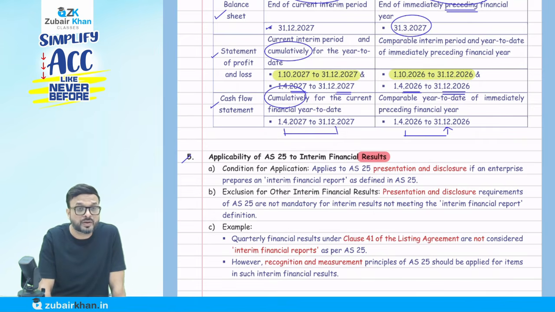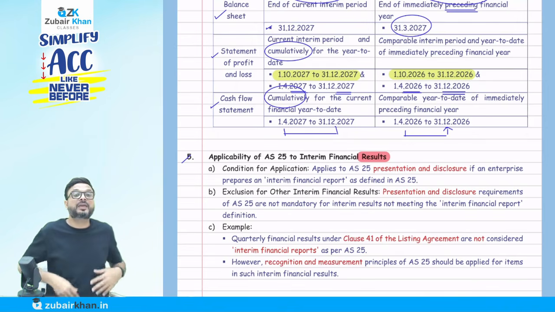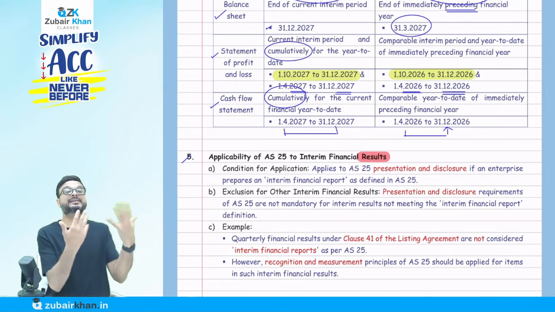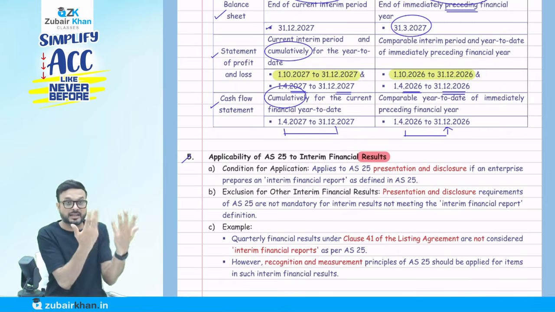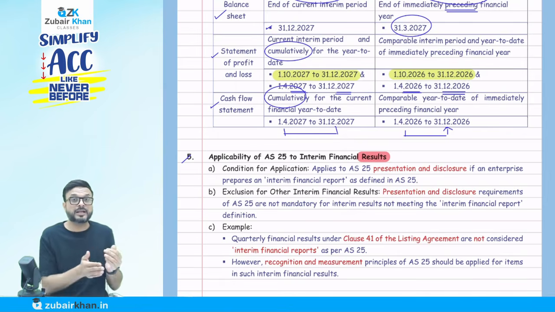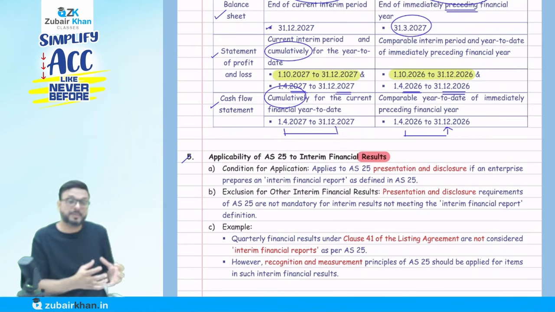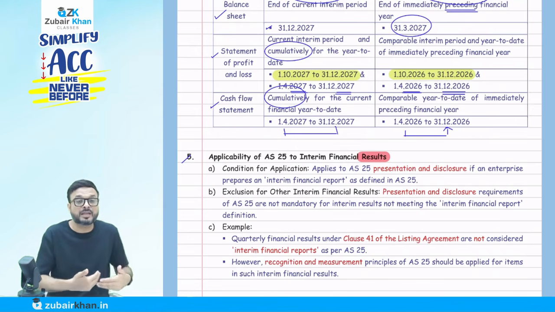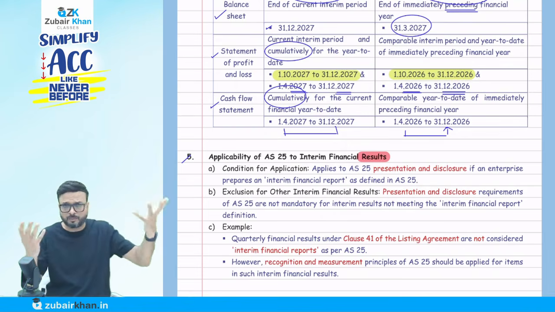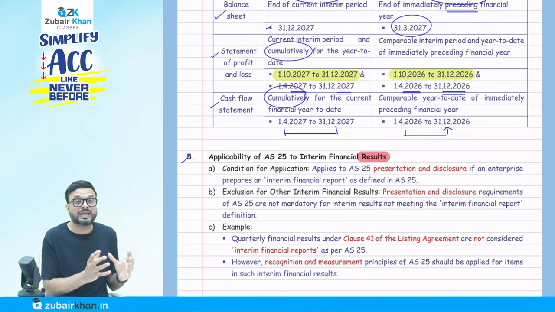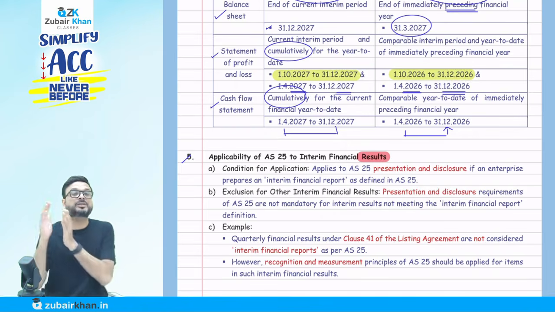They say AS 25 is to be followed for the recognition and measurement purpose for those results. But the way the Companies Act says you have to present them, we have to present them in the same manner. So we are talking about the interim financial result. These results are made mandatory on some companies. They have to report to the Ministry of Corporate Affairs, or whoever. So they have to present in the same manner which is mentioned in the Companies Act.